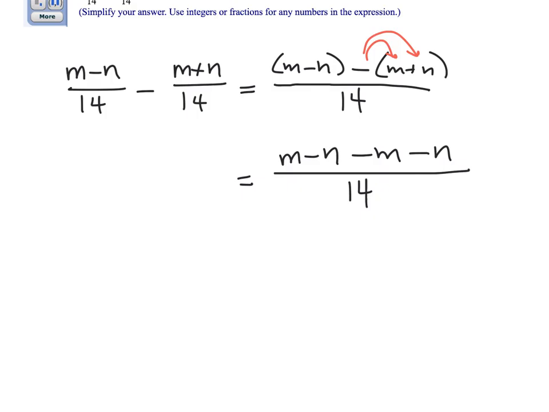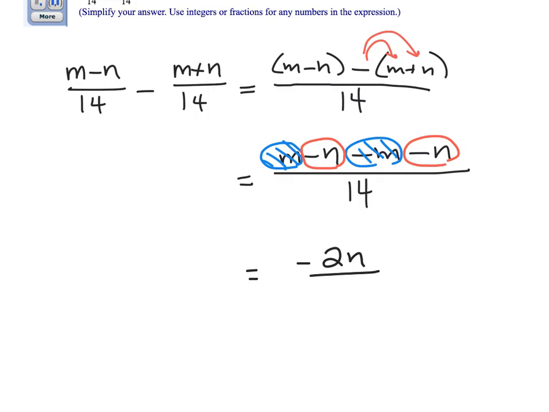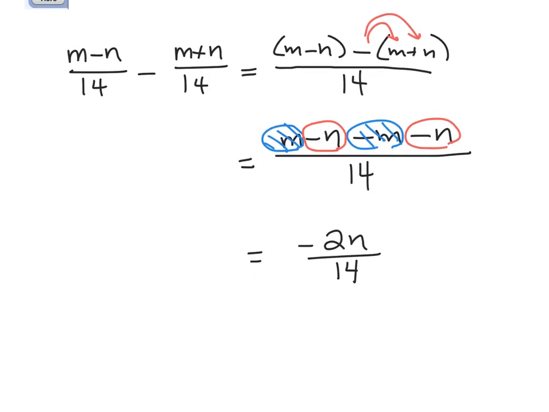And so let's see, where are our common terms? Here's a positive m minus m, so they cancel each other out. Here's a negative n minus n, so that equals negative 2n over 14. We're not quite done because we know that 14 can be thought of as 2 times 7. So this 2 cancels with this 2, so our answer ends up being negative n over 7.